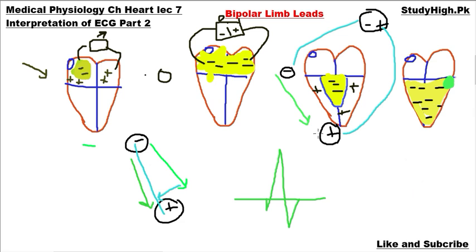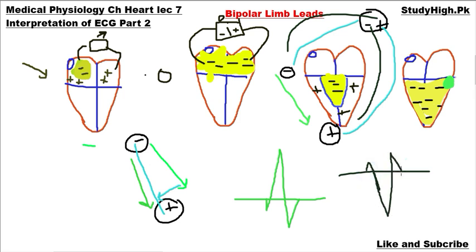Just think what will happen if we join the negative terminal to this side and the positive terminal to this side. In this way, the voltage magnitude will remain the same. The only difference is that the QRS will be inverted. The peak of the QRS will be inverted in this case. And why is it inverted? Because we have joined the negative terminal of this electrode with a region which is positive, and the positive terminal is connected with the negative region.